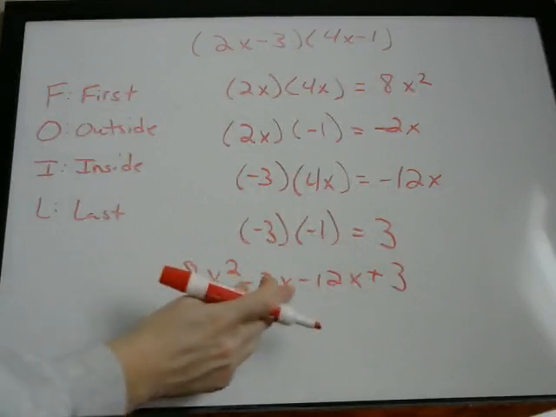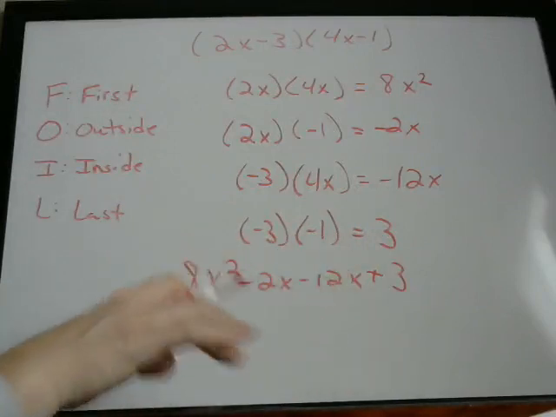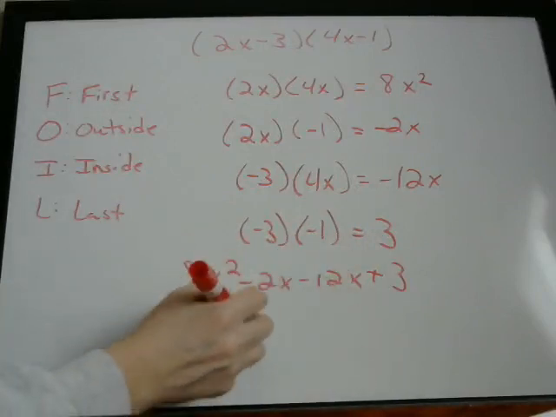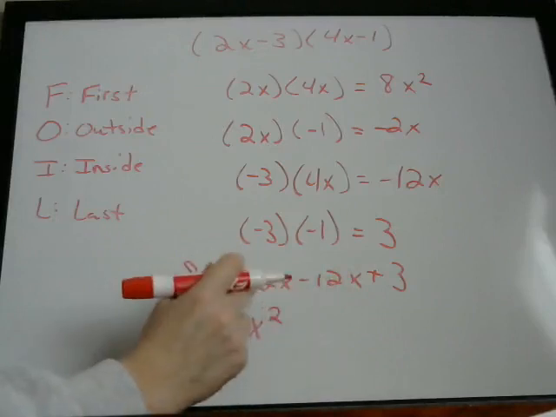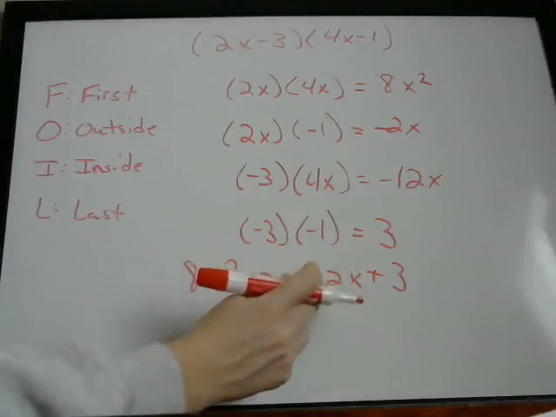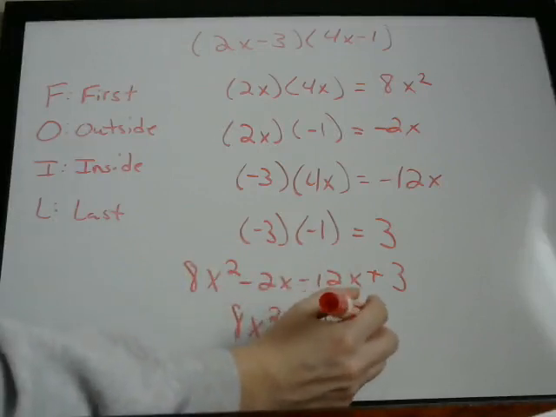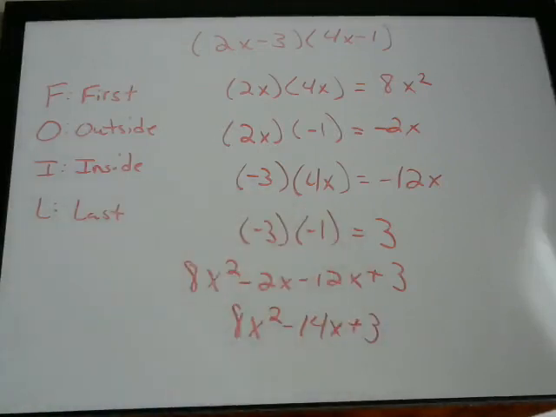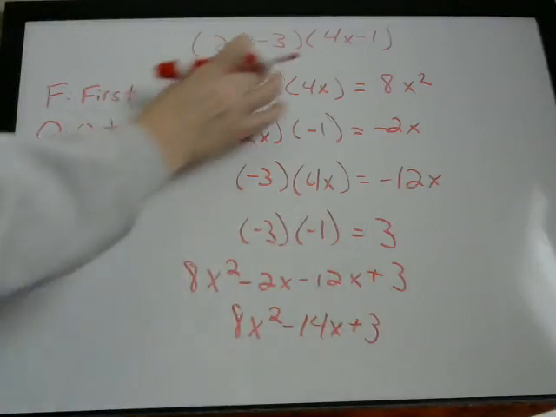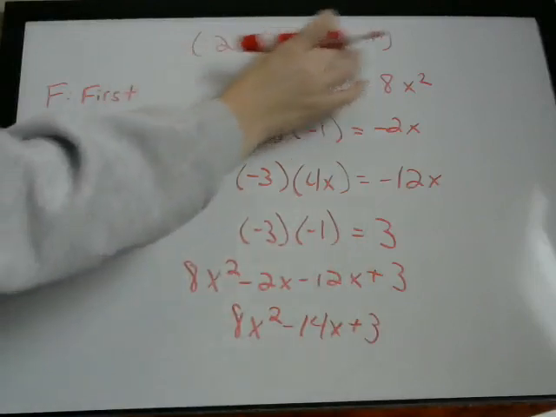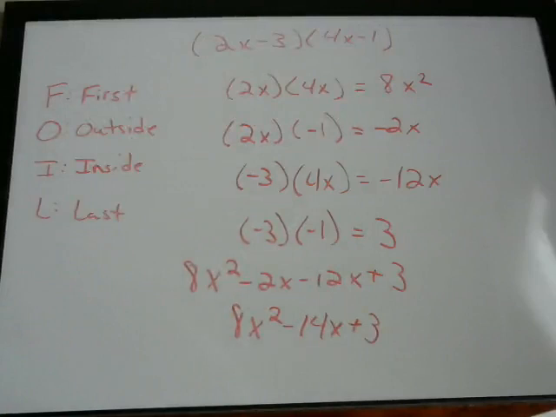We can simplify this because we can add these x's together. We're actually going to subtract them. 8x squared, negative 2 minus 12 is minus 14x plus 3. So that's how, whenever you have two factors multiplying together, you can use FOIL: first, outside, inside, last.